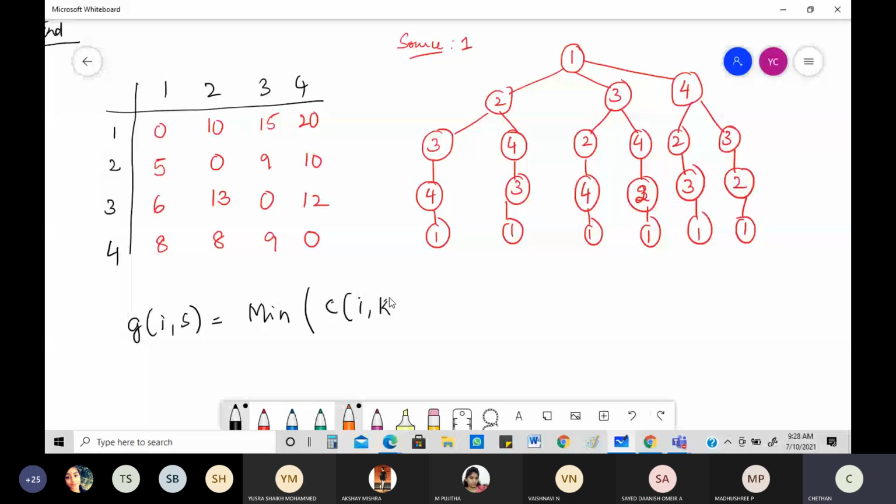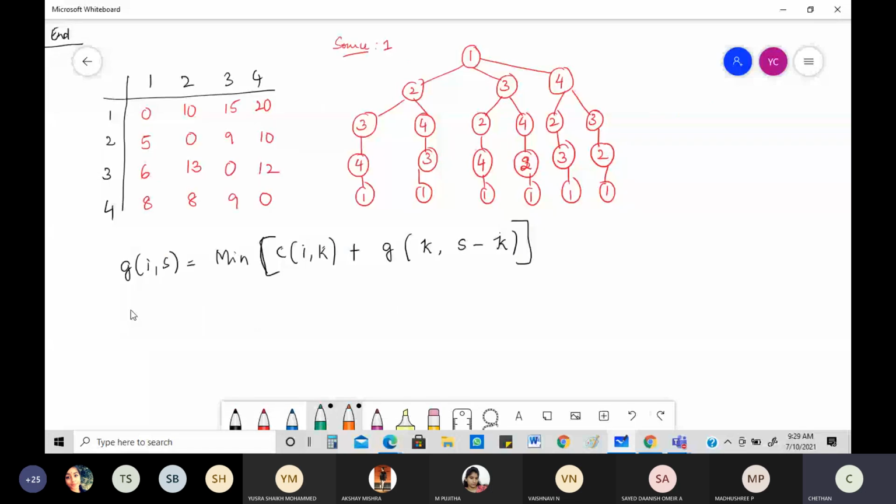So the first thing is G of 1, my starting vertex. What will be the remaining vertices? The remaining vertices would be 2, 3, 4. No doubt in that. Equal to minimum of cost of C, then what is the starting vertex? 1. Which one am I going to take? Among 2, 3, 4, you need to figure out for each and everything. Keep that in mind.